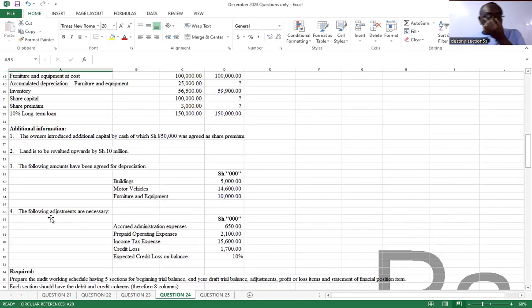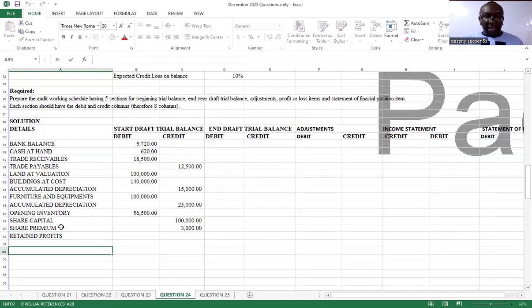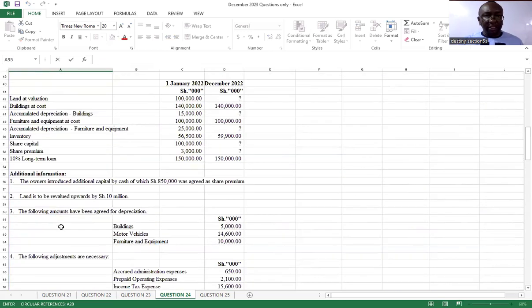Then it is followed by, they have given us a long-term debt, but from our knowledge in accounting, we know that the share premium and the share capital go hand in hand with another figure that we normally call retained profits. So we can put it here, retained profits brought down. So the retained profit, we don't have the amount for it. We shall have to look for it.